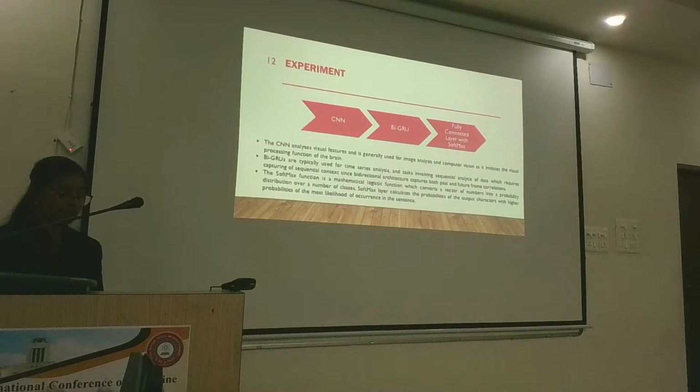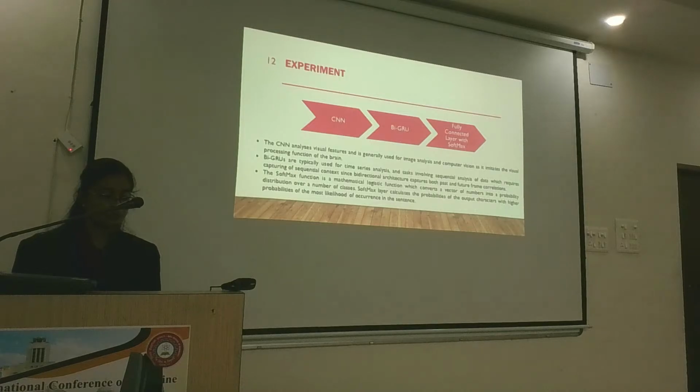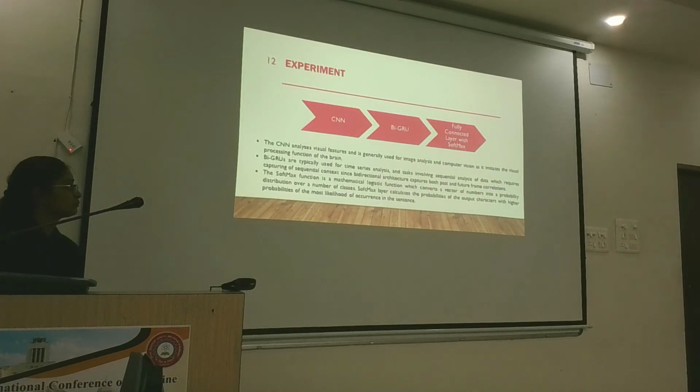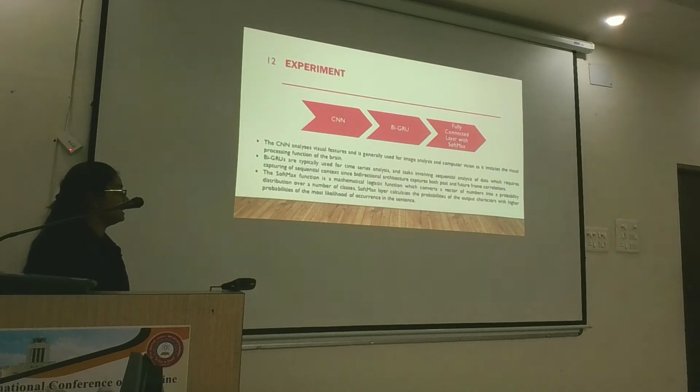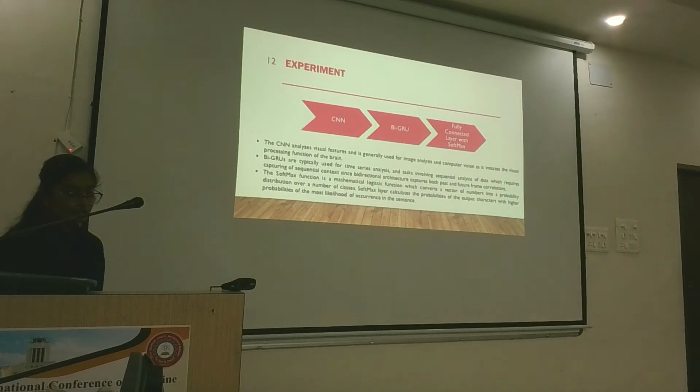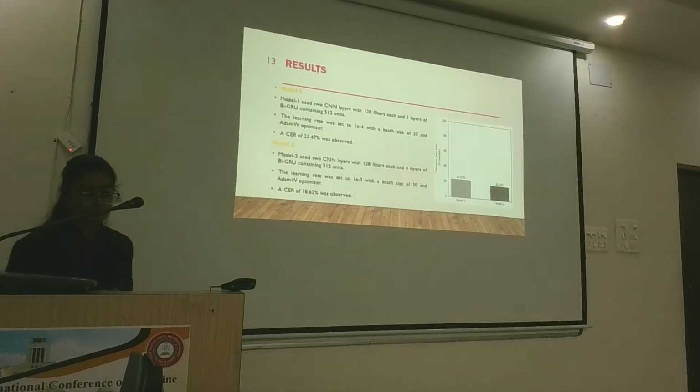Finally, the output is passed to the fully connected layer with softmax function. It is a mathematical logistic function which converts a vector of numbers into a probability distribution over a number of classes. The softmax layer calculates the probabilities of the output characters, with higher probabilities meaning the most likelihood of the occurrence of the characters in the sentence.